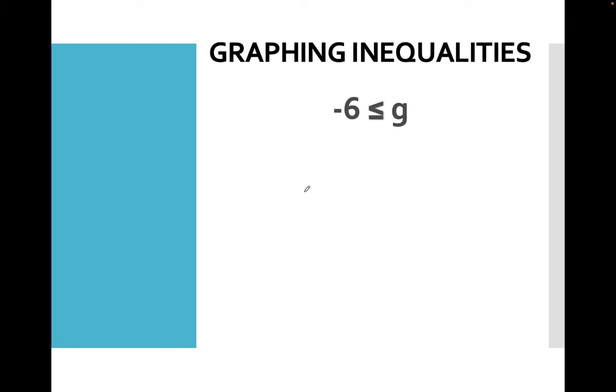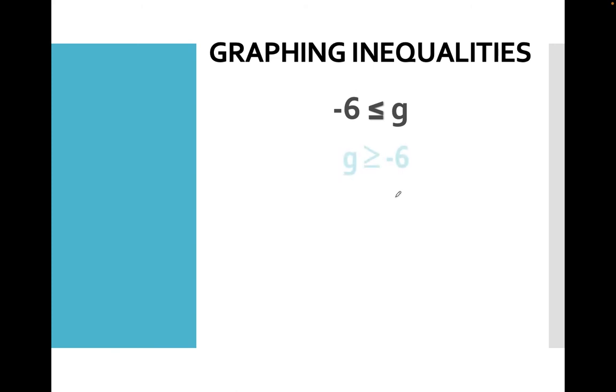Okay, looking at this one looks a little bit different because as you can see, the G, the variable, is on the right. So -6 is less than or equal to G. What I would like for you to do before you graph this is to rewrite the inequality so that the variable G is on the left. When we rewrite it, we need to make sure that the right parts of the inequality symbol are still facing the correct part of the inequality. So my open part of the inequality is facing the G, and when I rewrite it, I need to make sure that that is still true.